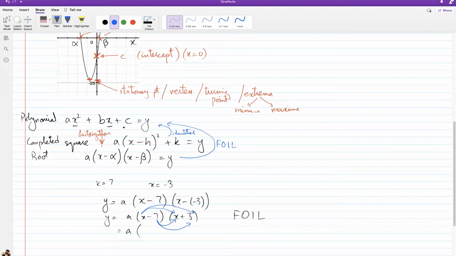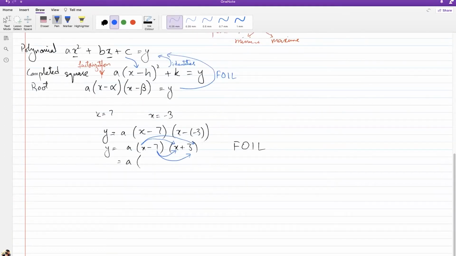All right. Going from polynomial form to completed square form has a proper procedure, which is a 3-step process. It is called completing the square. Completing the square has multiple steps. First step is always to take a common.